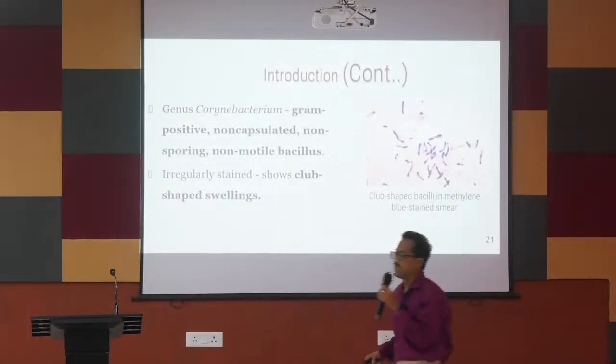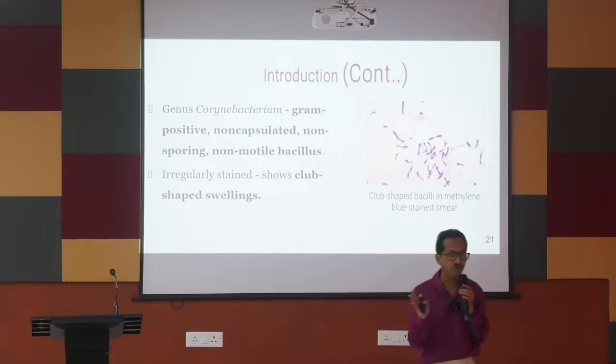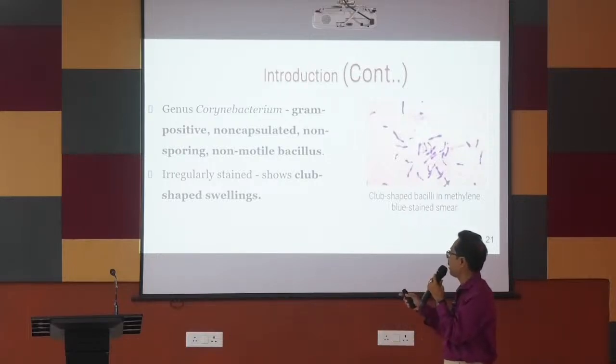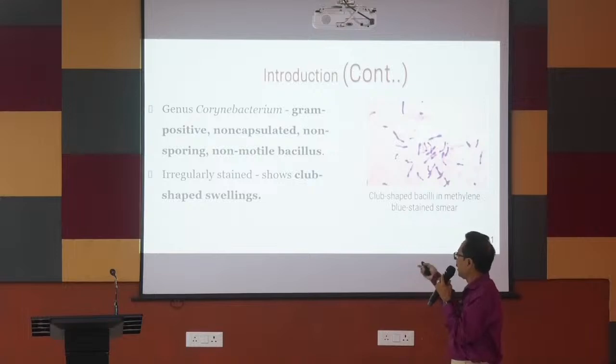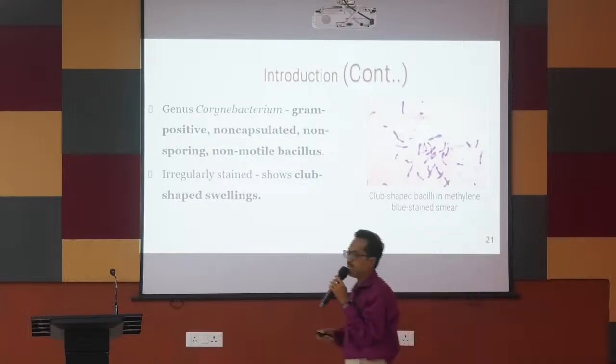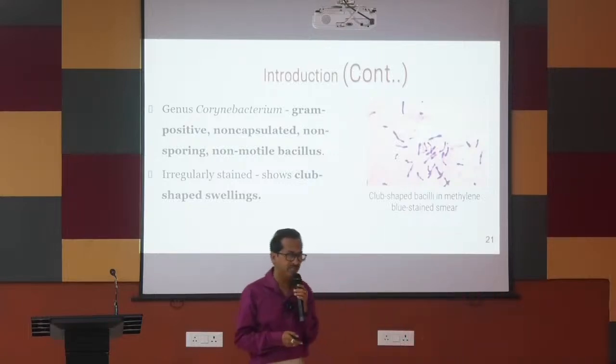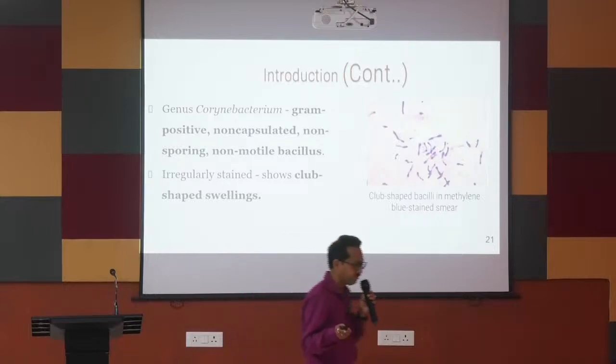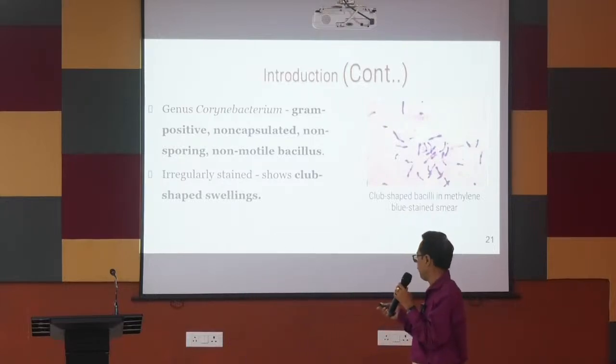Now, it is gram-positive, a non-capsulated, non-motile bacillus. Diphtheria is a non-capsulated, non-sporing, non-motile bacillus, with club-shaped swelling on both sides of the bacillus. That is diphtheria. This is one of the staining methods. I will come to the staining method later on.